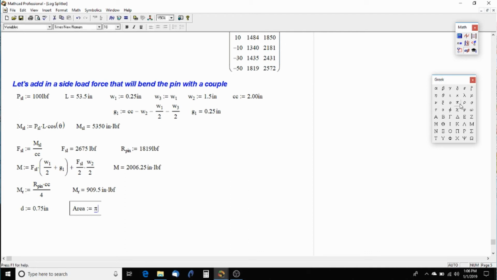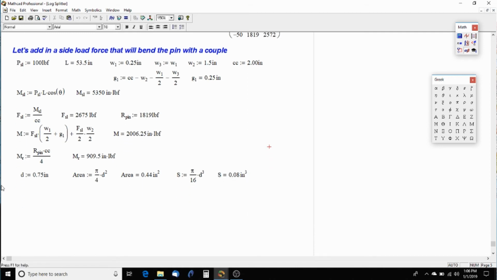So that's pi over 4 times the diameter squared. All right, and then we're going to calculate the section modulus of that pin, and that's going to be pi over 16 times d to the third. And that's a pretty small number there, so we're going to have to see where it takes us.